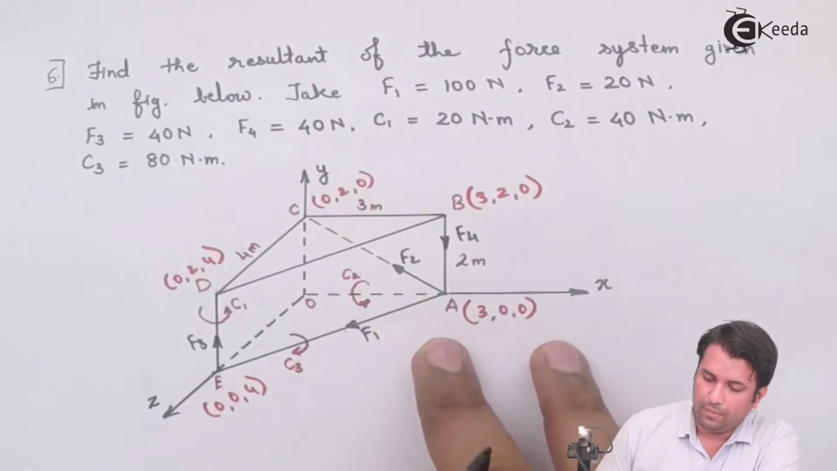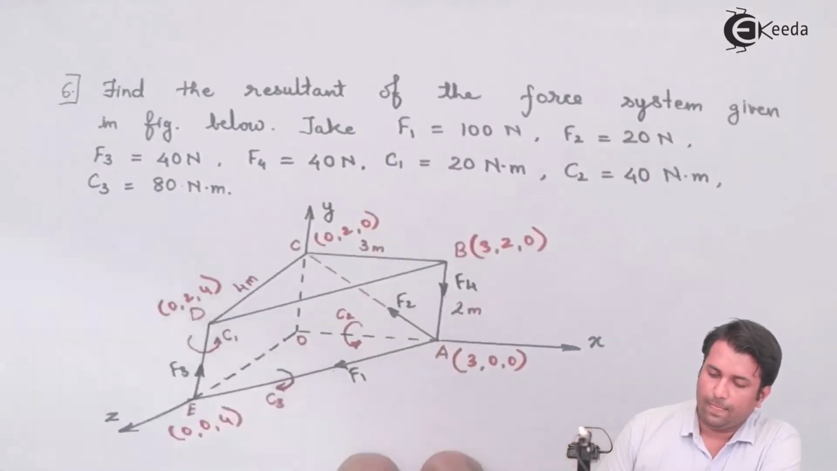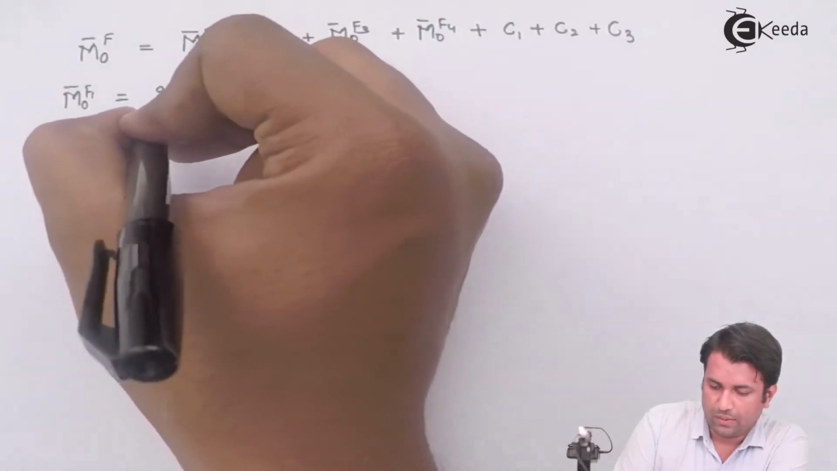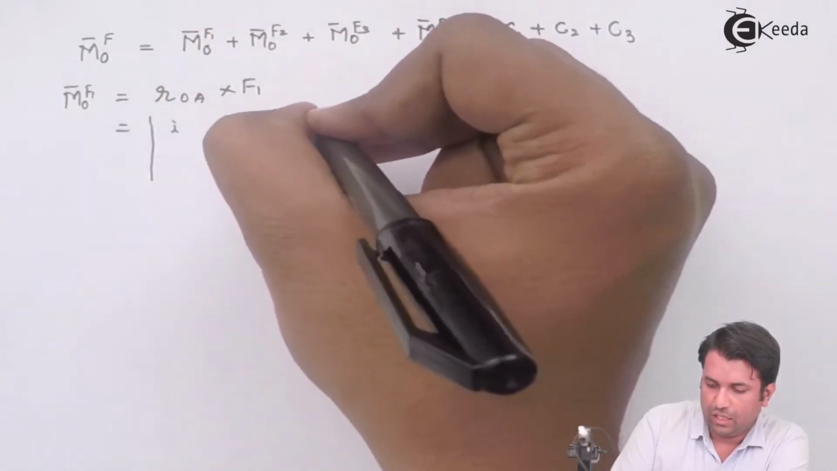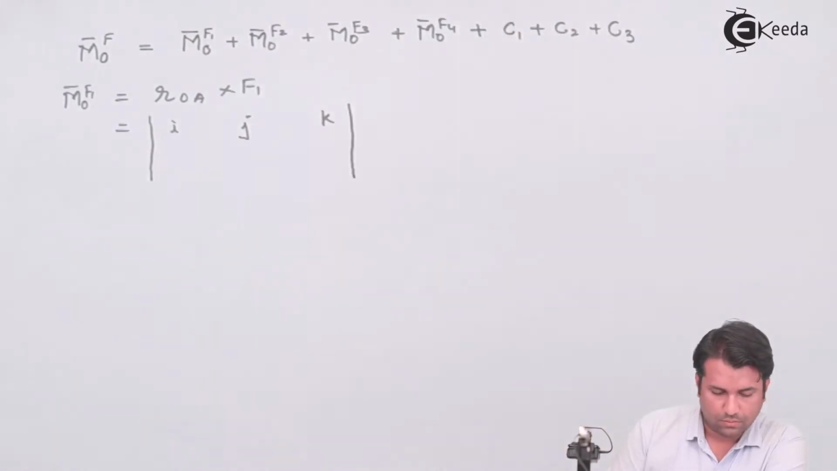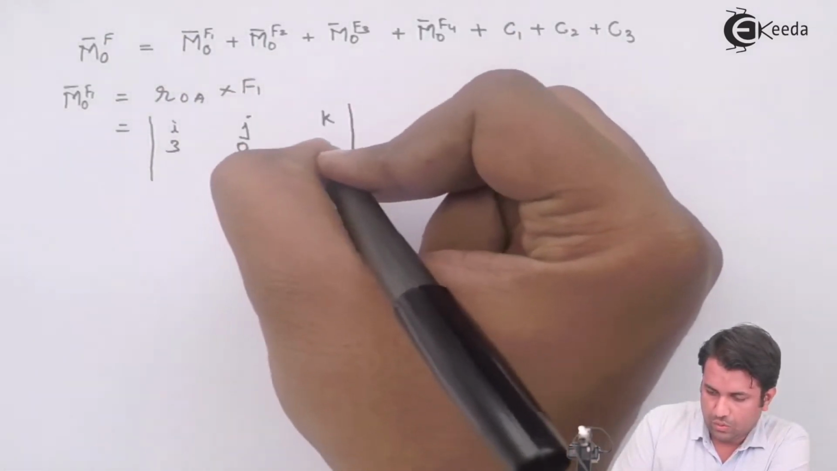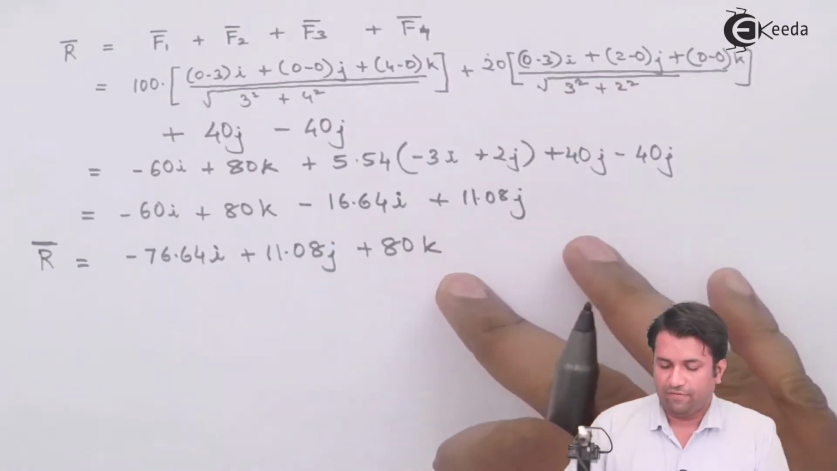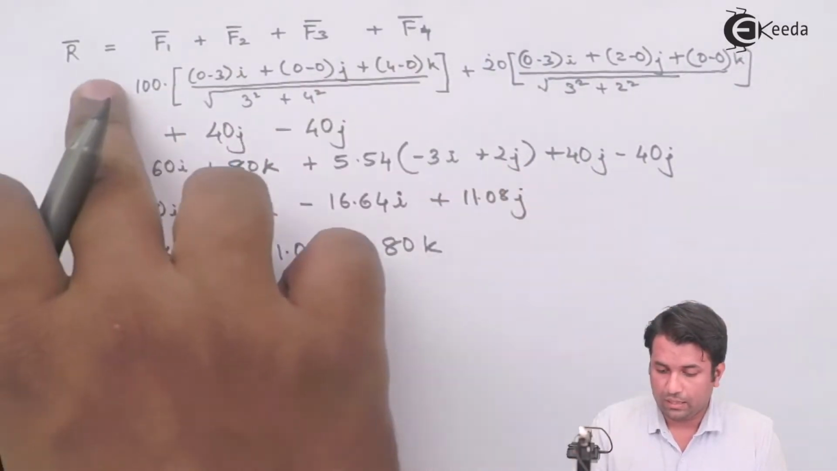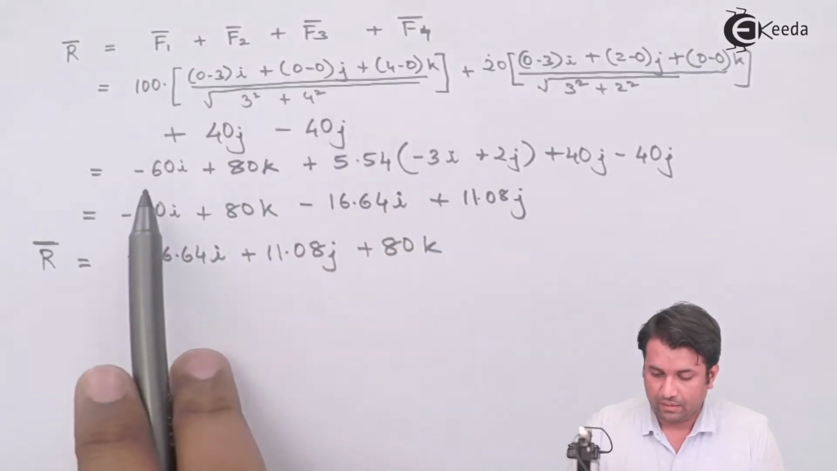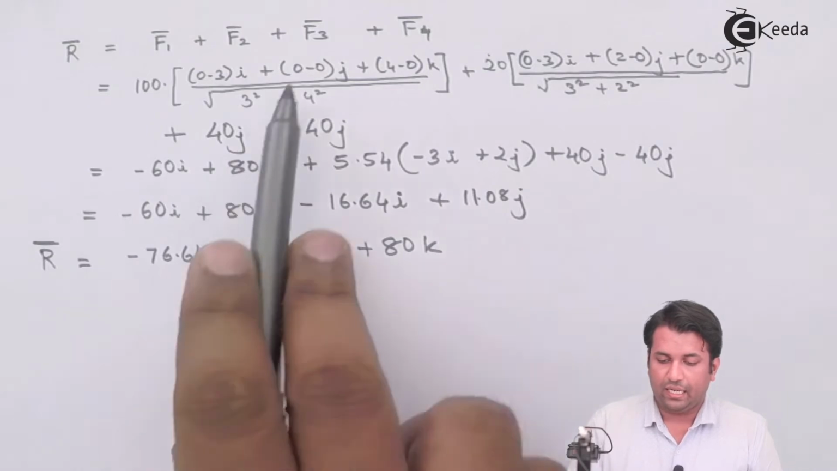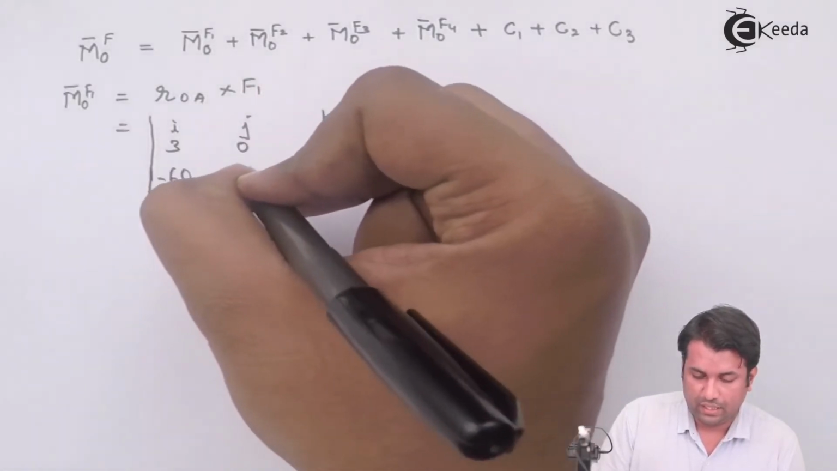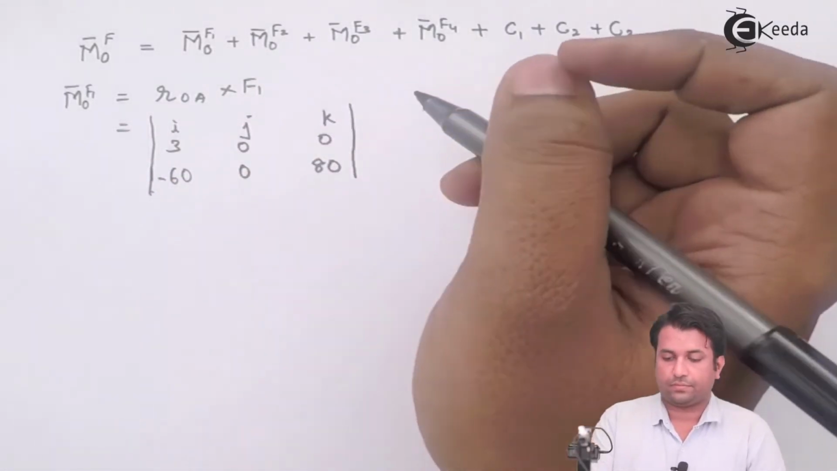For force F1, I am taking the position vector as OA. So OA cross F1 will be the determinant of i, j, k, 3, 0, 0, and the force vector F1, which I have calculated over here. In this example F1 comes out as minus 60 i and 80 k. The j term is 0, so I'll write it as minus 60, 0 and 80.